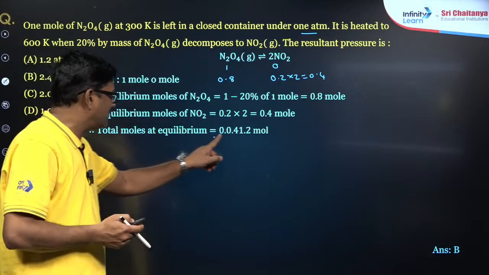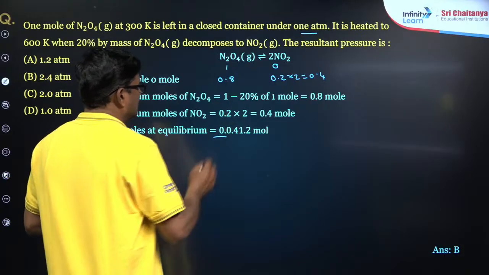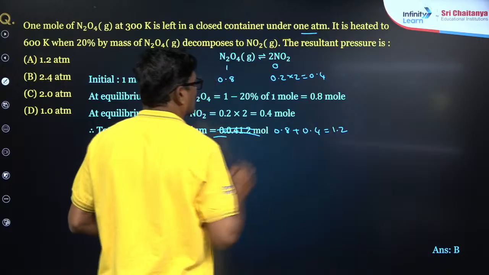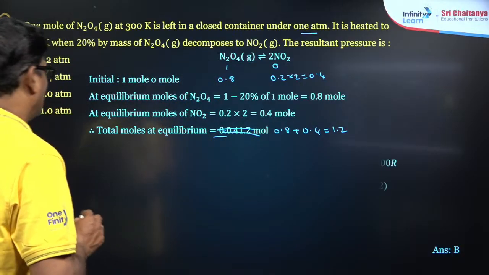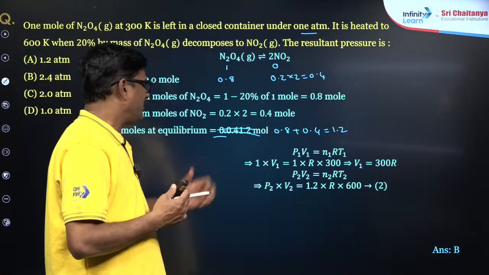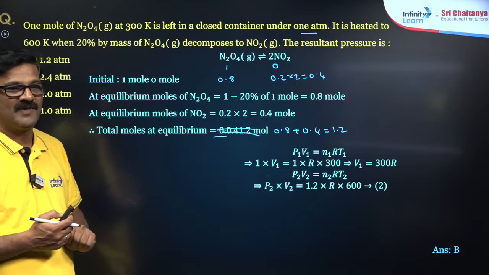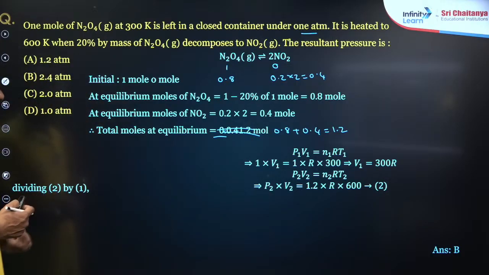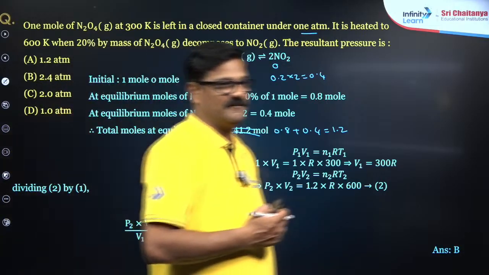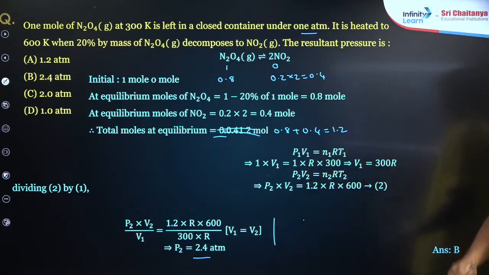So the total moles at equilibrium is going to be 0.8 plus 0.4, which is equal to 1.2 moles, right? And P1 V1 is equal to N1 RT1, and P2 V2 is equal to N2 RT2, so two equations you are going to get, right? On dividing equation 2 by equation 1, you are going to get P2 as 2.4 atm. Simple calculation, only here the calculation will come. These are all understanding things. Got it? Clear?